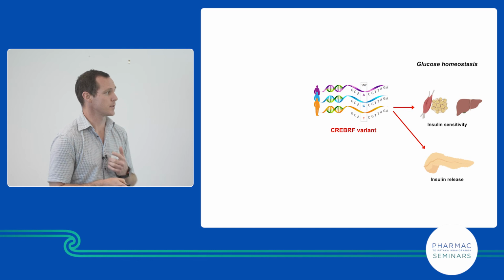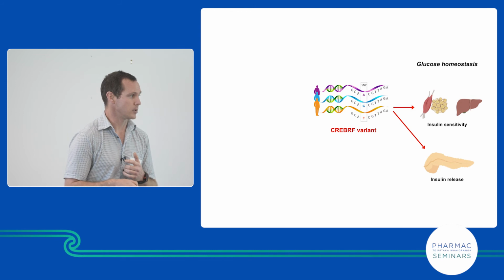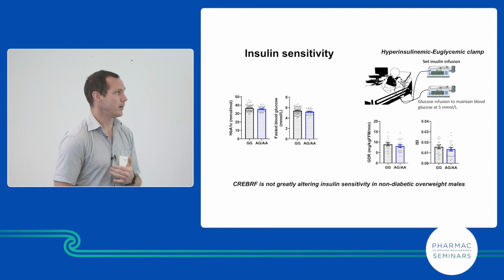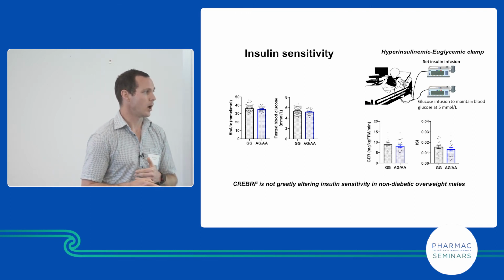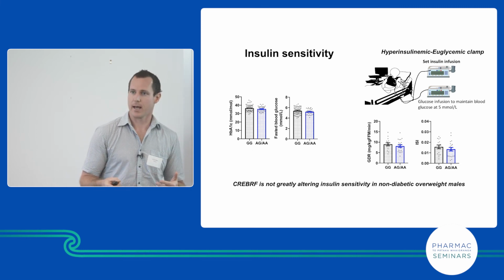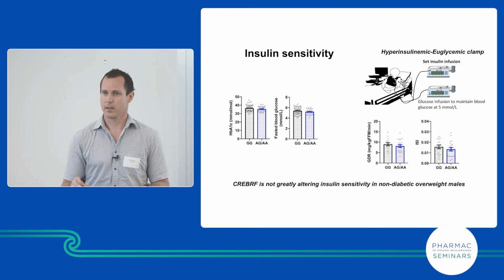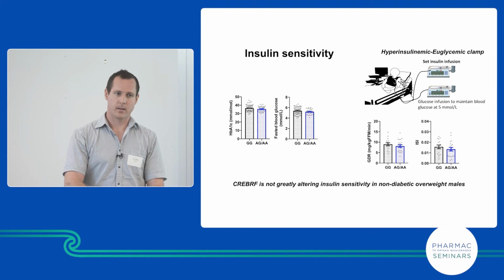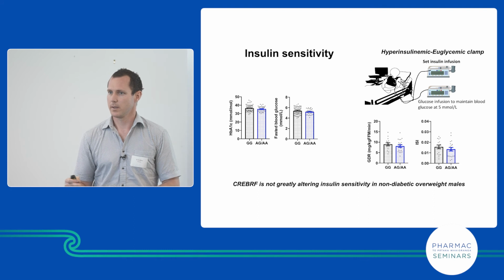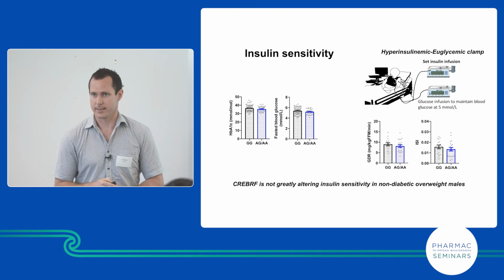So the first question we asked was, did the Crabby variant change your insulin sensitivity, or does it change your insulin release to protect from type 2 diabetes? We ran this procedure called the euglycemic hyperinsulinemic clamp. Basically what you're doing is infusing insulin in at a set dose for everyone, and then also infusing glucose. Insulin will make your blood glucose go down, so we infuse glucose to bring it back up to a normal level. The more glucose you need to infuse, the more insulin sensitive someone is. So it's a very accurate measure of insulin sensitivity.